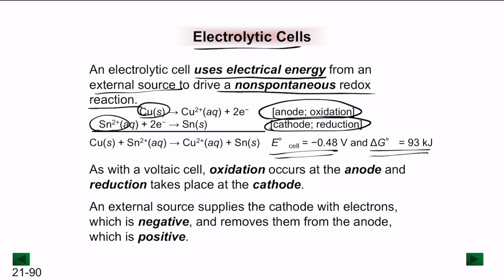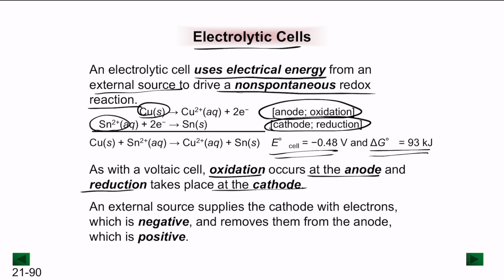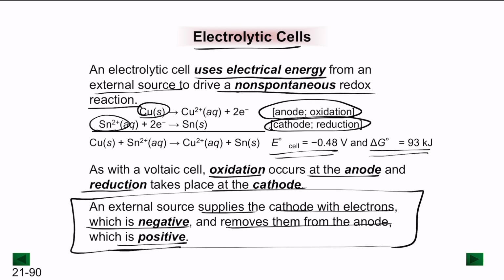As with a voltaic cell, oxidation occurs at the anode and reduction takes place at the cathode. An external source supplies the cathode with electrons, making it negative, and removes them from the anode, which is positive. Remember this concept, it's the opposite in an electrolytic cell.